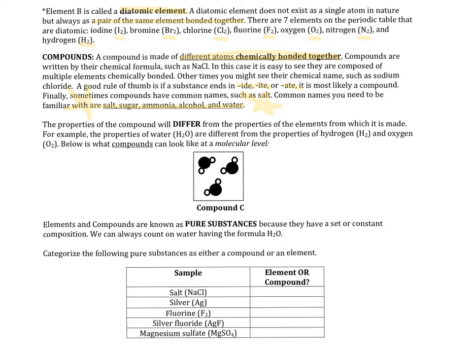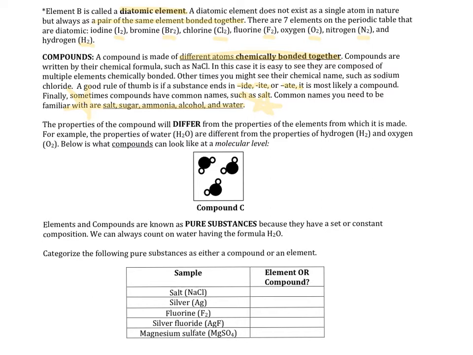Properties of a compound will be different than the properties of the individual elements that make it up. So for example, water: we know the properties of water. It's clear, we know the density, we know that it's a liquid at room temperature. Those properties are very different than hydrogen and oxygen, which are the 2 elements that make it up. Hydrogen by itself and oxygen are both clear, flammable gases. So the properties of those 2 individual elements do change when they become bonded together.